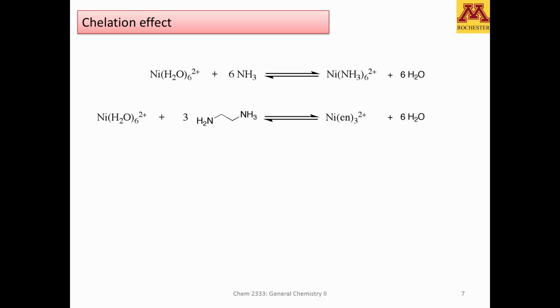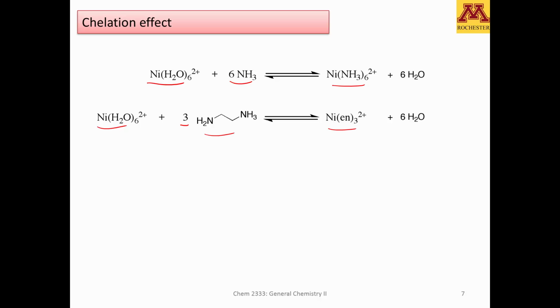So for example, in both cases you have nickel hexaaqua, nickel 2 plus. In the first reaction, it reacts with 6 ammonia to form this complex, and here it reacts with ethylenediamine. It's a bidentate ligand. This is why it only needs 3. It's still octahedral, but it's a bidentate. So as you can already imagine, this is a chelate.